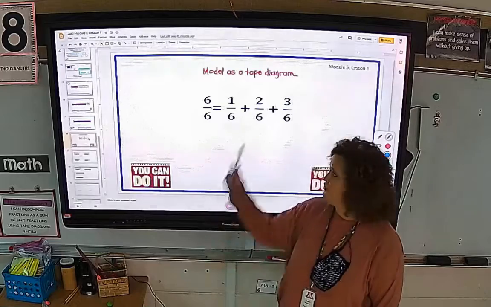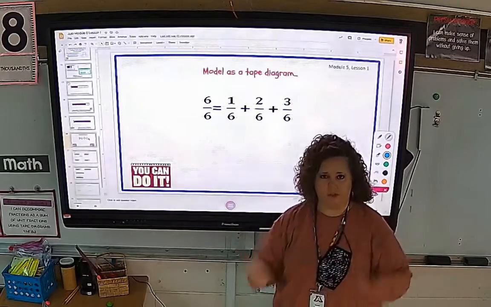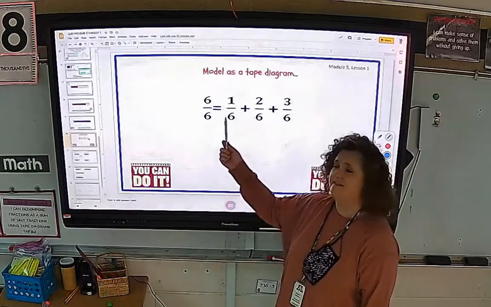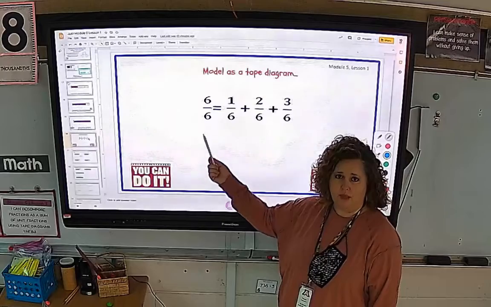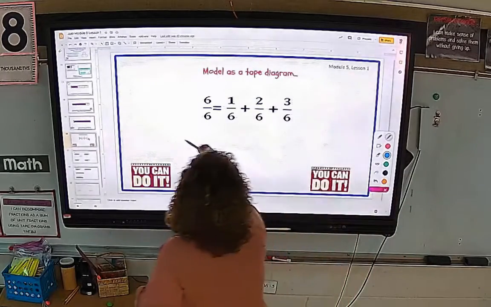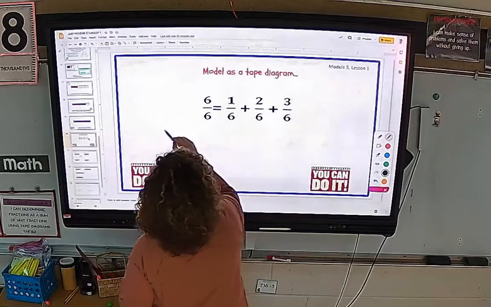Okay, that is true. But now we got to show it with our picture, and our picture is going to be our tape diagram. How can we show 6/6? How can we show 6/6 with a tape diagram? Well, let's draw that tape diagram. I'm going to turn it this color.